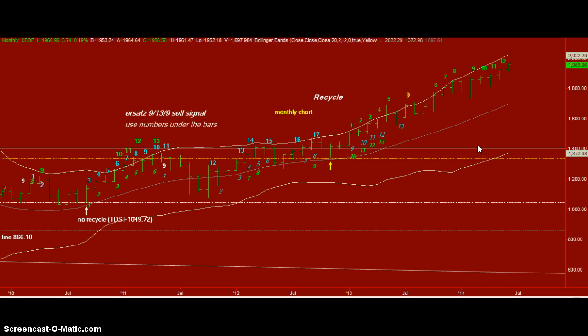Monday will complete bar 13 of a Tom DeMark combo sell. There is a recycle, but sometimes the market ignores that. That means we have a very rare situation in which daily, weekly, and monthly Tom DeMark sell signals all will trigger within a day of each other.